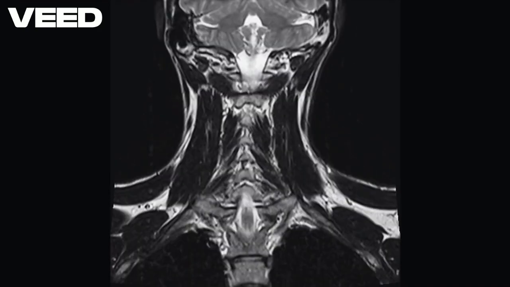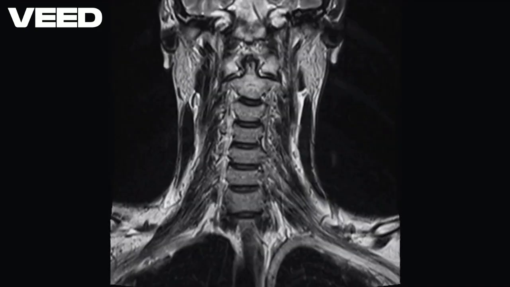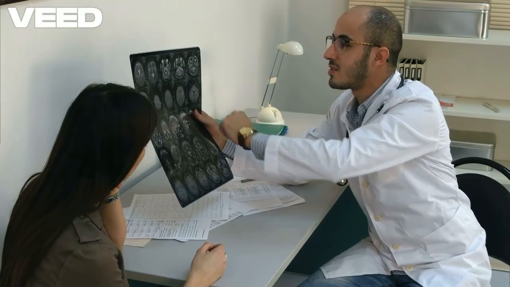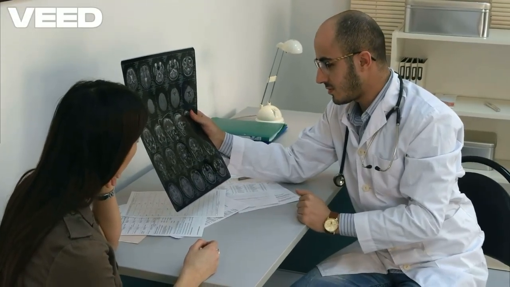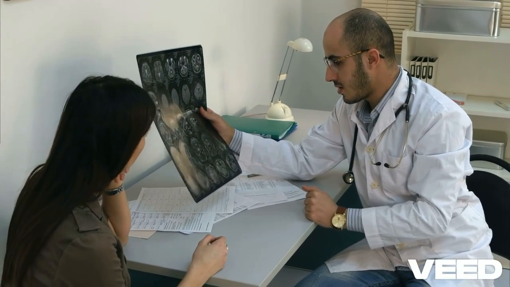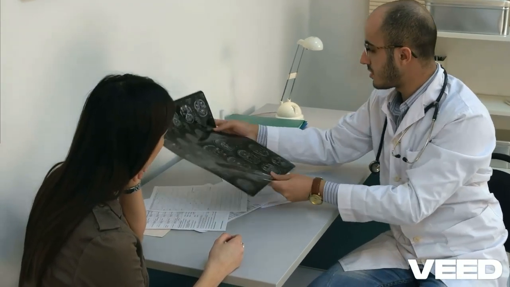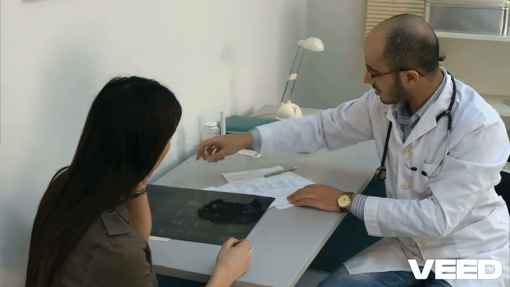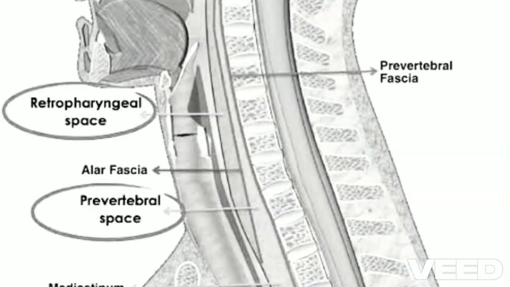The retropharyngeal space contains loose connective tissue and, particularly in children, retropharyngeal lymph nodes, which drain areas such as the nasopharynx, oropharynx, and middle ear. Now, let's discuss the clinical relevance of this space, starting with one of the most common conditions, the retropharyngeal abscess.